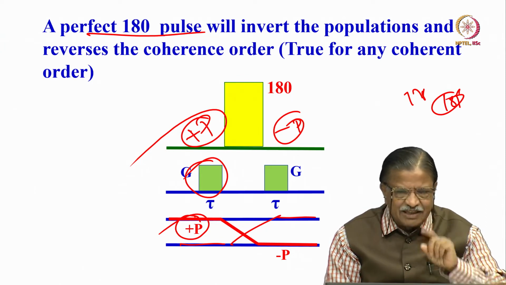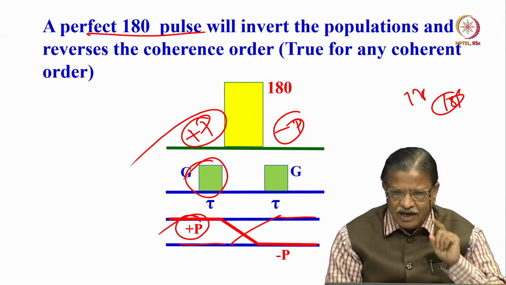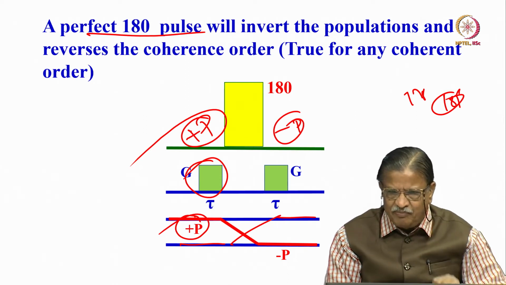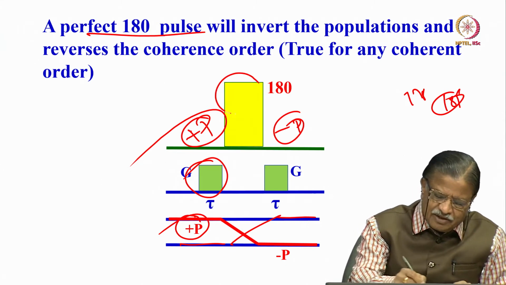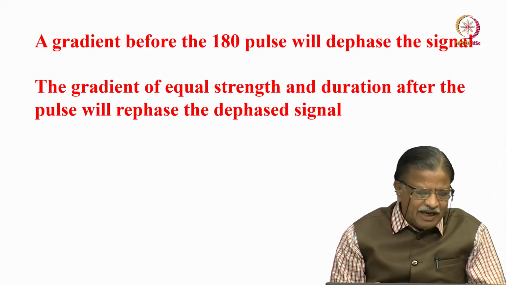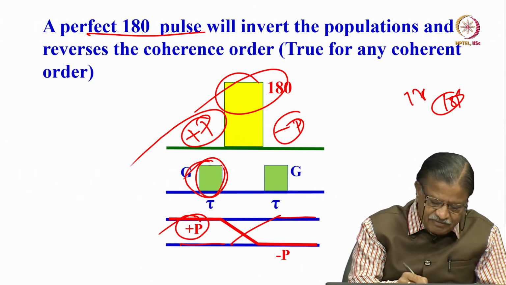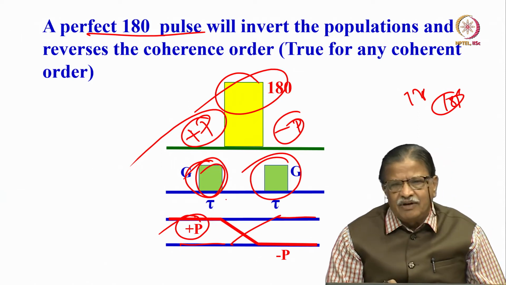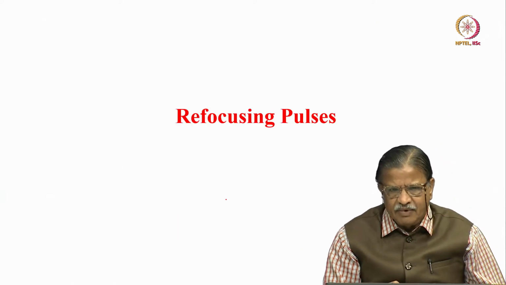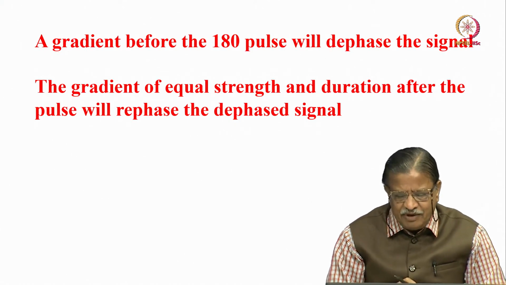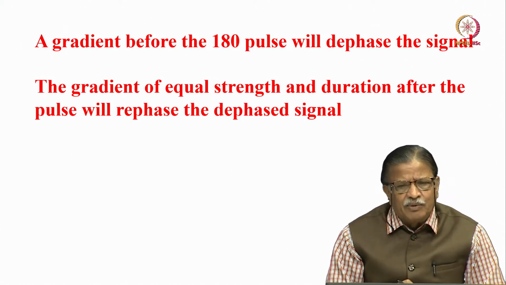This is a very easy thing. What you can do is, you can use this for nullifying all these artifacts or pulse imperfections which are coming because of this. So what you have to do is simply apply a gradient pulse before the 180 and exactly identical gradient after the 180. So what is going to happen? Gradient before the 180, what will it do?